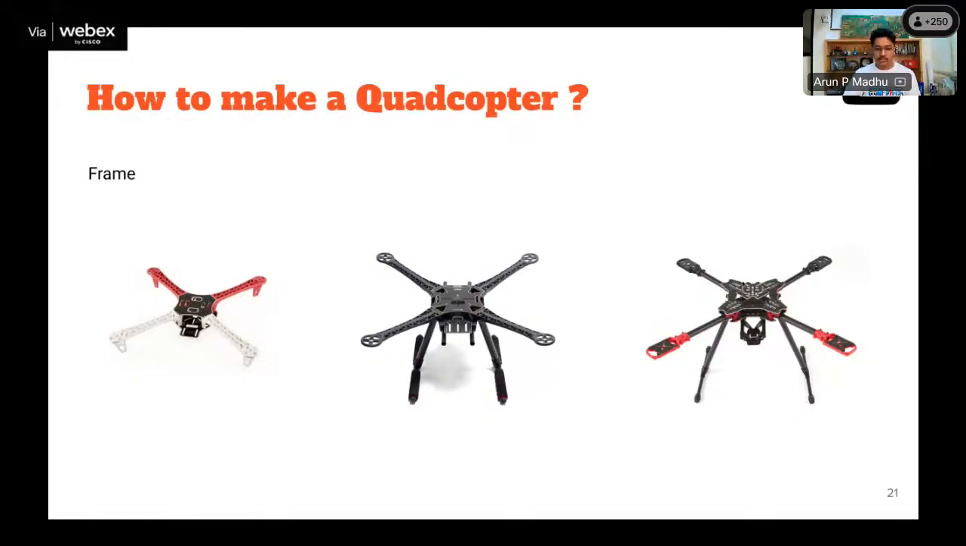But one thing is this will be costly, and then we have a middle ground in between, a composite of carbon fiber and plastic. This suits most purposes, as it's durable as well as not that costly. So these are three types of frame. If a beginner wants to make a quadcopter, you can choose any of the three types of frame.